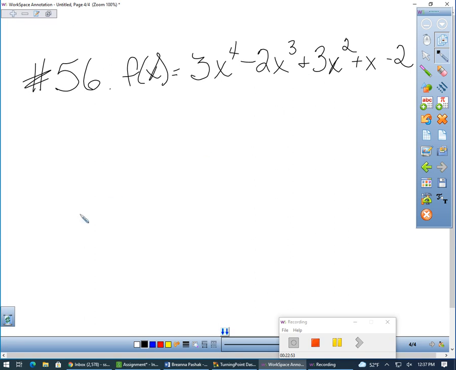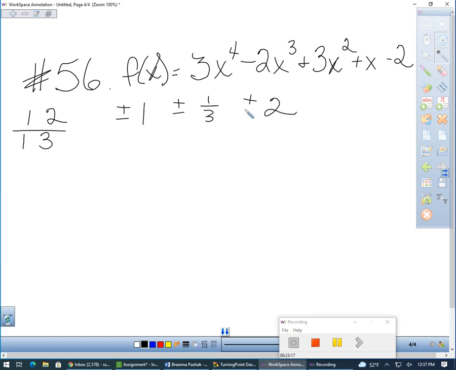All right, so first, all of our factors. We have all the factors of 2, which are 1 and 2, over all the factors of 3, which are 1 and 3. So our possible are plus and minus 1, that's 1 over 1, plus and minus 1/3. Then we have plus and minus 2, and plus and minus 2/3. So out of those 8, how many do I have to find? Got to find 2, because our highest exponent is 4, right? So go ahead and graph this.